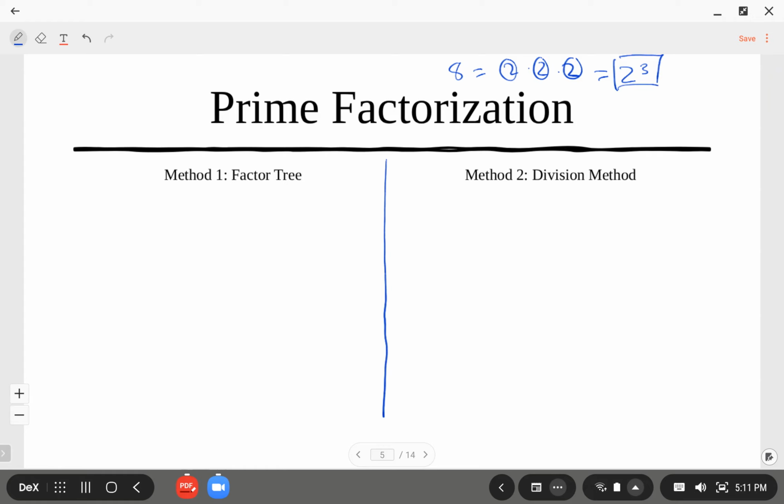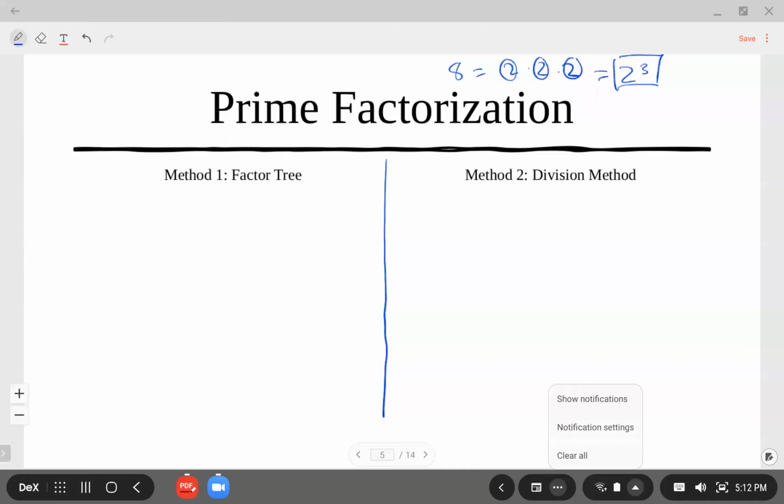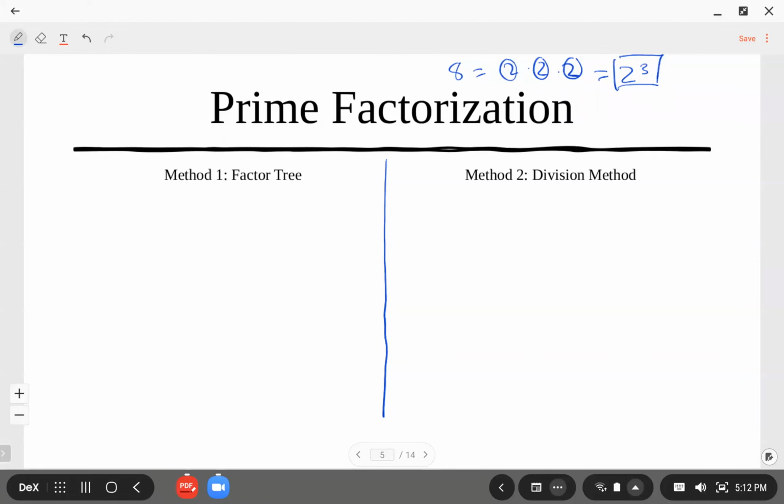And now when you get into bigger numbers, let's say 1,000, you can't just do it mentally anymore, right? So today I'm going to introduce 2 easy methods to do prime factorization. The first one is the factor tree, okay? The factor tree. And this takes up quite a lot of space.